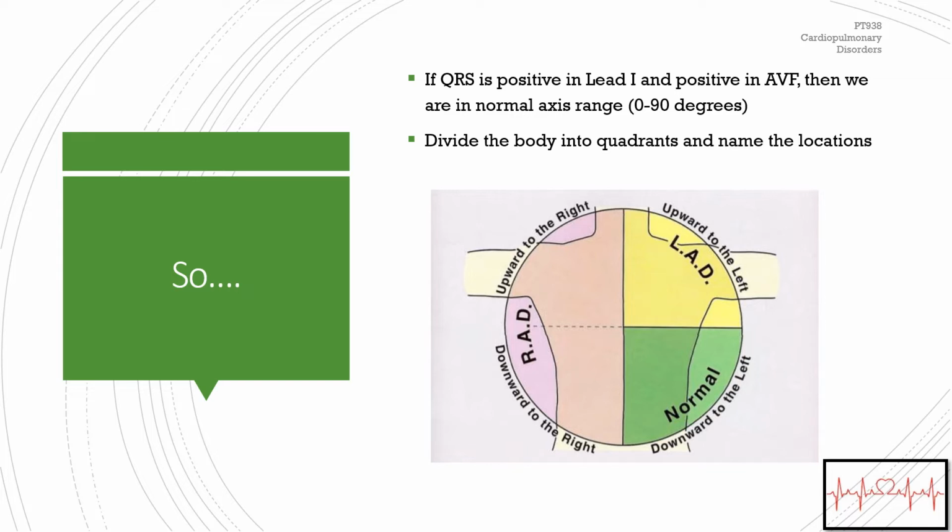We said that normal is around 45 degrees. From those, we have 3 other axis ranges: left axis, right axis, and extreme right axis deviations. And that would mean that the QRS is pointing towards one of those instead. So I'm going to give you a better indicator of that in just a second. But what this does is indicate pathology. There's so many other components, we're going to talk about that as well.